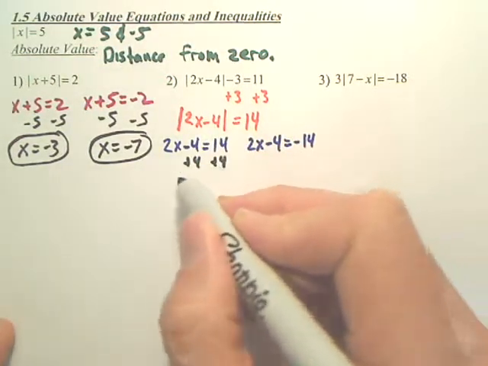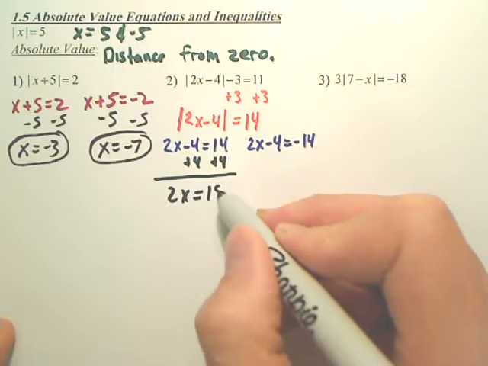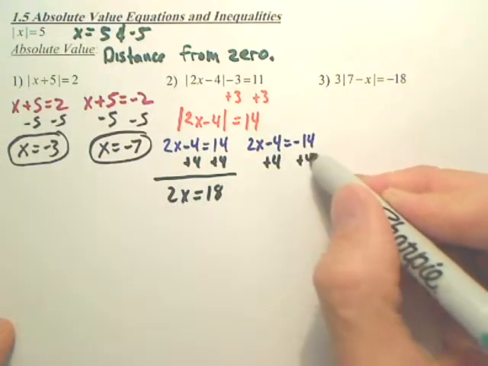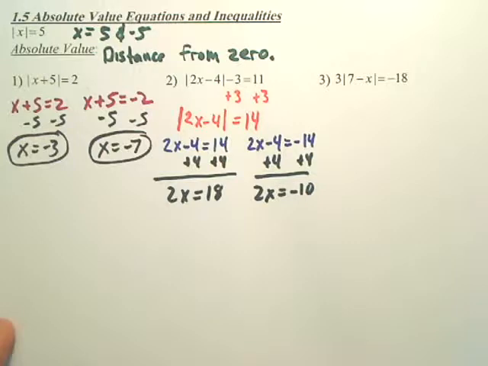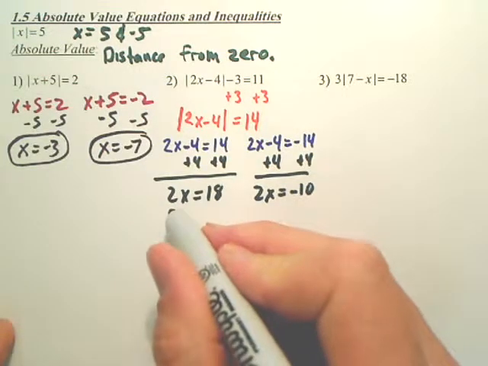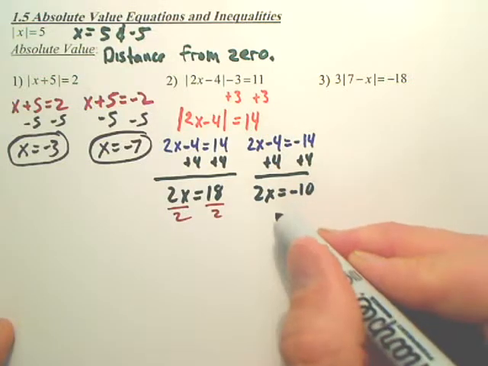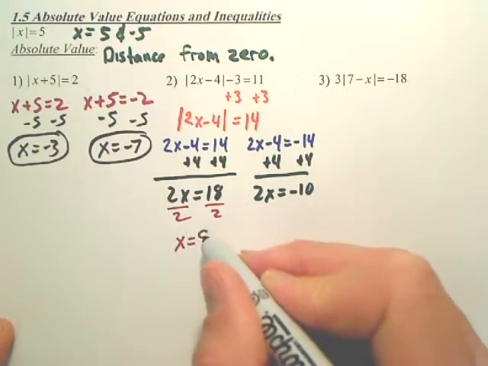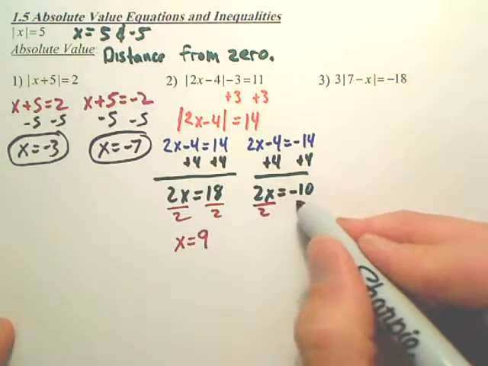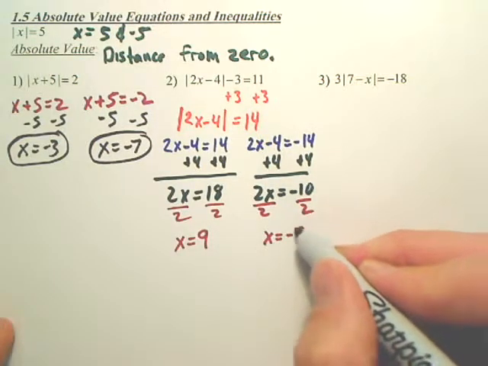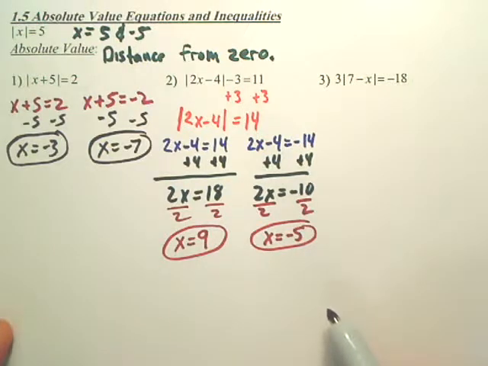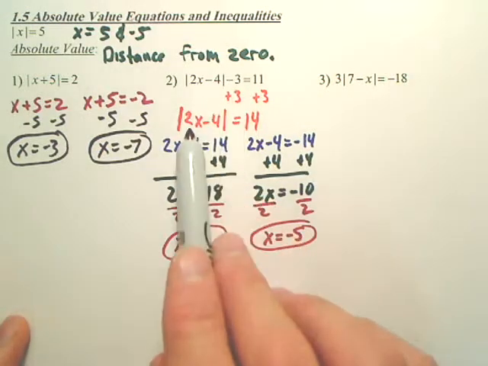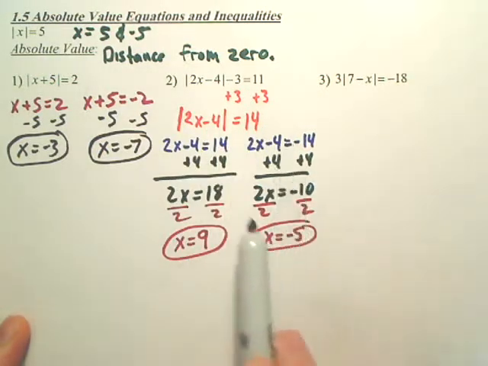Add 4, 2x equals 18. Over here, add 4, 2x equals negative 10. And then we divide by what? 2. Divide by 2. This gives me x equals 9. And this one you're going to divide by 2. X equals negative 5. If you plug both these in up here, they should both work. So the first step is to isolate the absolute value, then make your two equations, solve each.